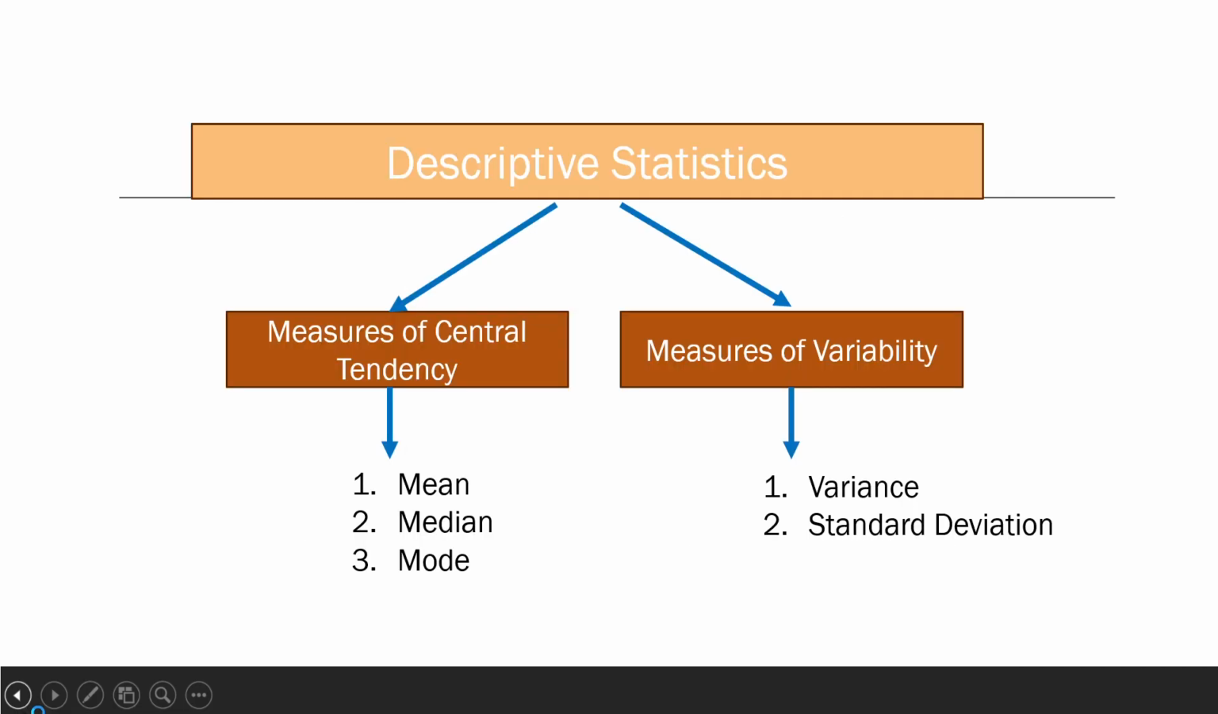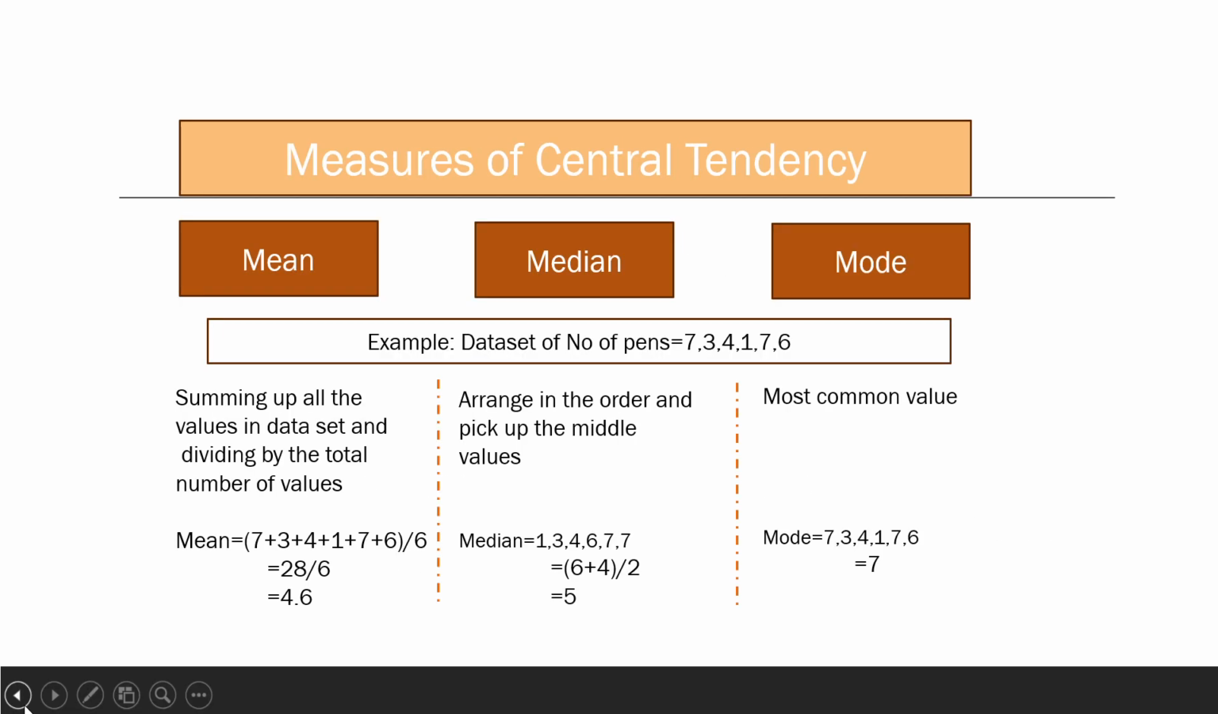These are the descriptive measures we are going to discuss in the code. What do we mean by the measure of central tendency? We have the mean. If we take the example of a data set where we have 6 data points and want to find the mean, we sum up all the values in the data set and divide by the total number of values, which is 6 here. And we will get 4.6, as shown in the table below.